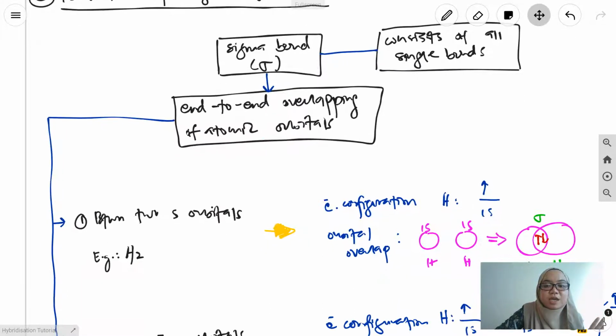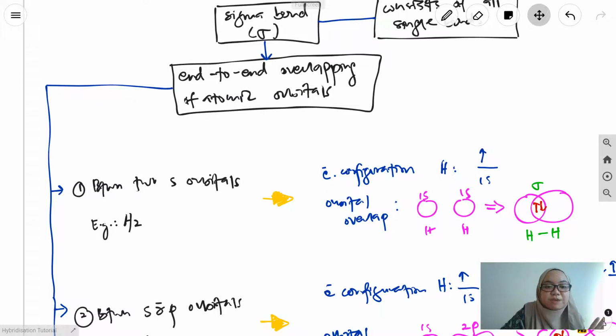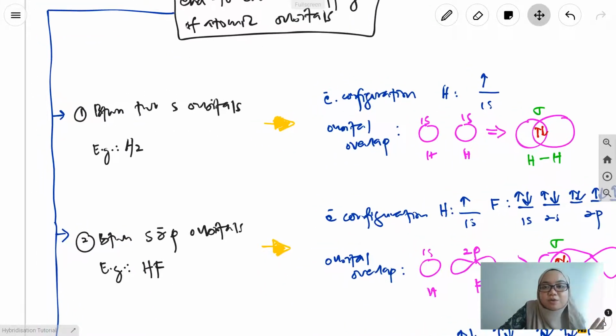Let's look at the first way. So the first one is between two s orbitals. So for example, hydrogen gas. So first we need to state what is the electronic configuration. So as we know, hydrogen is 1s1, and when we do the orbital diagram, this is how it looks like. So it has one unpaired electron.